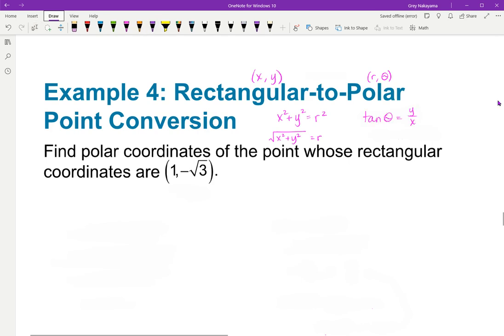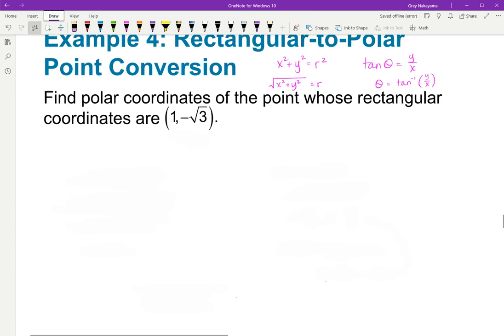All right, tangent of theta equals y over x. So theta is the inverse tangent of y over x. If I ever need the angle, then I'm looking for the inverse tangent. So I have a problem. Find the polar coordinates of the point whose rectangular coordinates are given. So when they tell you rectangular coordinates, that means this is x and y. And I've got to go find r.